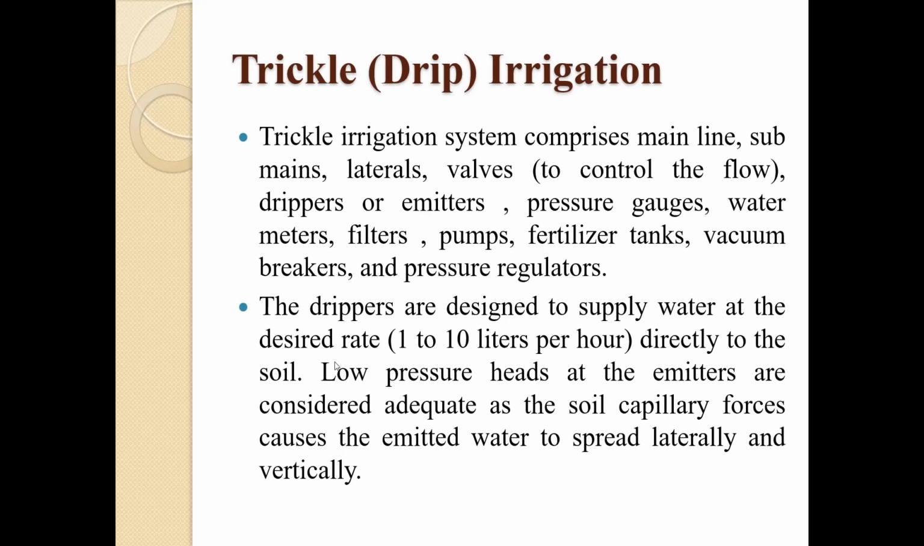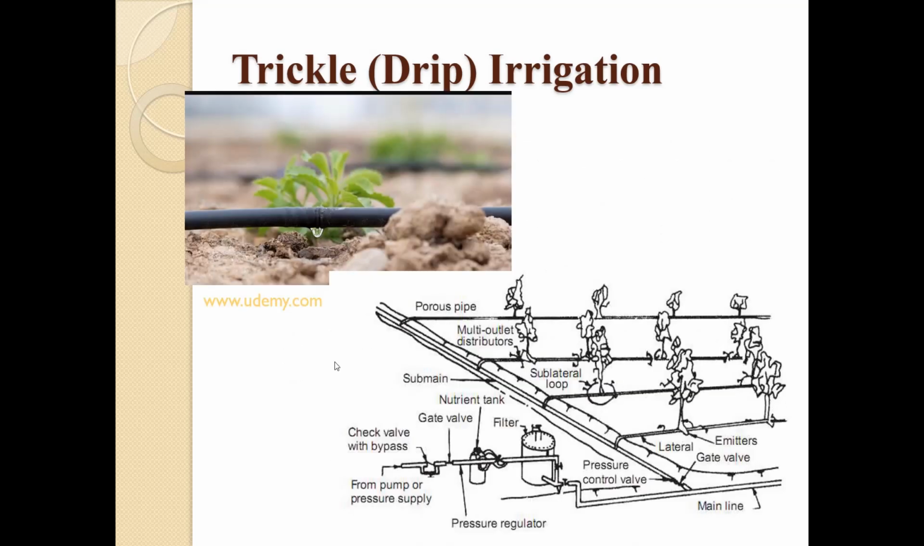Directly to the soil. Low pressure heads at the emitters are considered adequate as the soil capillary forces cause the emitted water to spread laterally and vertically. So in this method, we are applying water as here you can see. This is the pump. This is the tank for the nutrients, that is the tank for the fertilizer, and the filter is there.